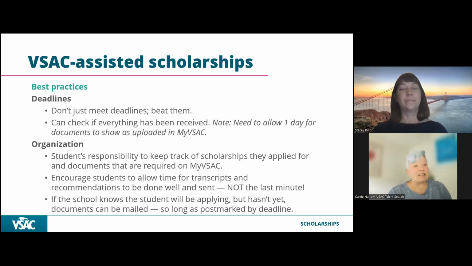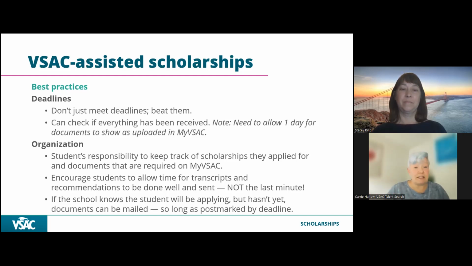And we've got some best practices for you. Let me just say the deadline for applying for the 24-25 school year will be February 14th, 2024. That February 14th deadline is to get all of the information in, not just the Unified Scholarship application. And many scholarships do require extra documentation. So don't just meet those deadlines, beat them.